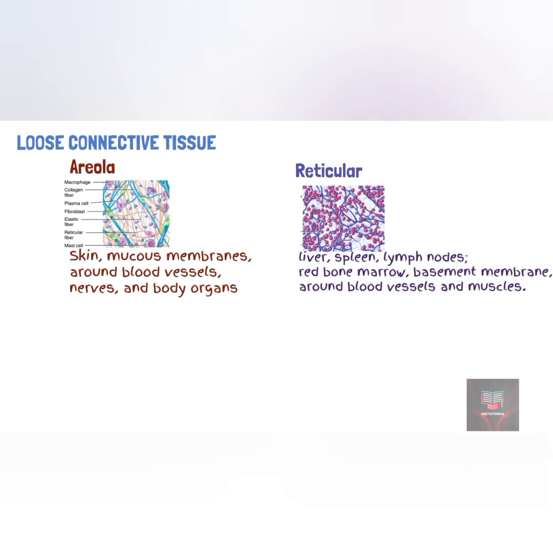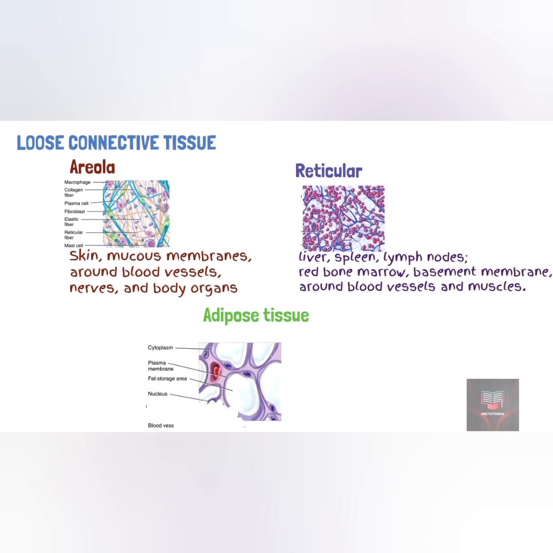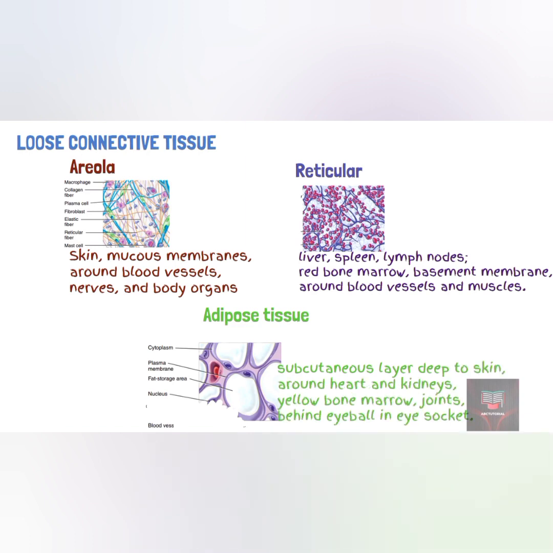Adipose tissues are cells that are derived from fibroblasts. They are specialized for storage of fats. Most adipose tissue in adults is the white adipose tissue, while a small percentage is brown adipose tissue. The brown adipose tissue is more common in infants and is used to generate heat during thermogenesis. It is located in the subcutaneous layer deep to the skin, around the heart and kidneys, the yellow bone marrow, around joints and behind the eyeball inside the eye socket.